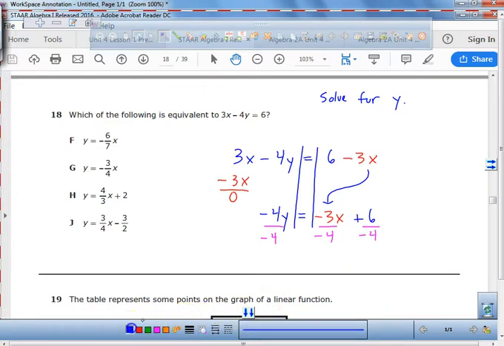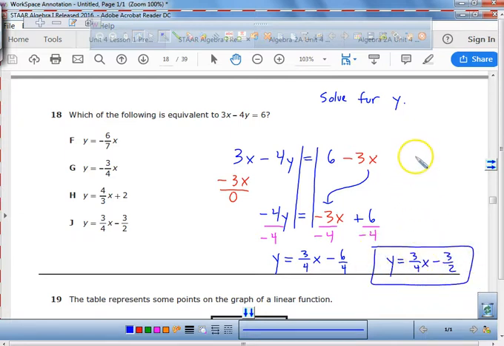Alright, so here's your final answer by hand. y equals. Now a negative divided by a negative is a positive. So that cancels to a positive 3/4, right? Those negatives cancel out. And what do we have here? We have a negative 6 over 4, but that fraction can be reduced. So the final answer is y equals 3 over 4 x minus 3 over 2.